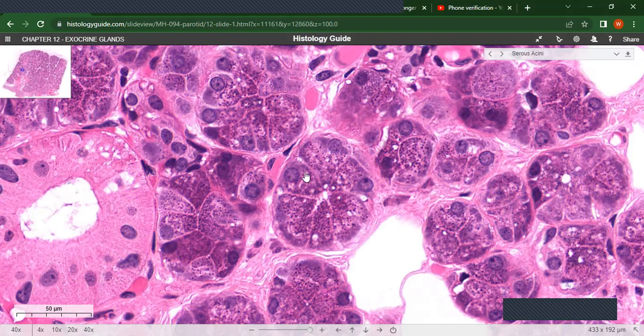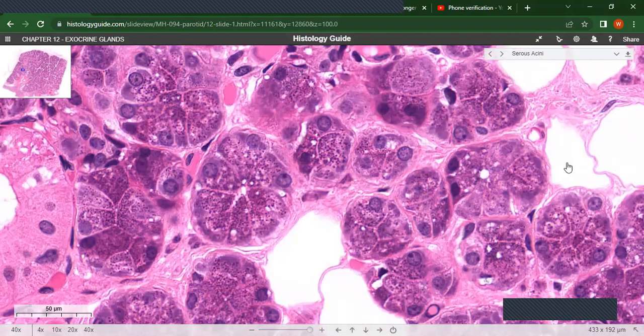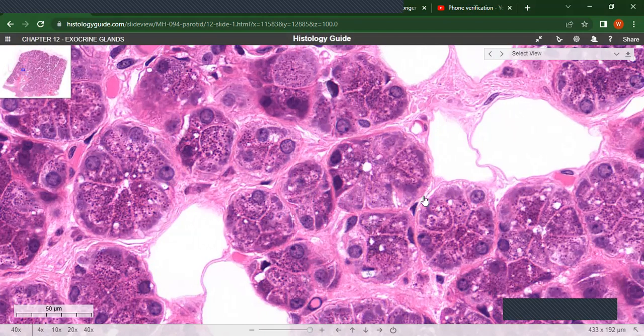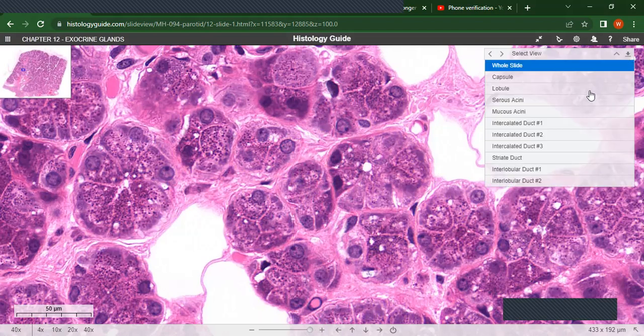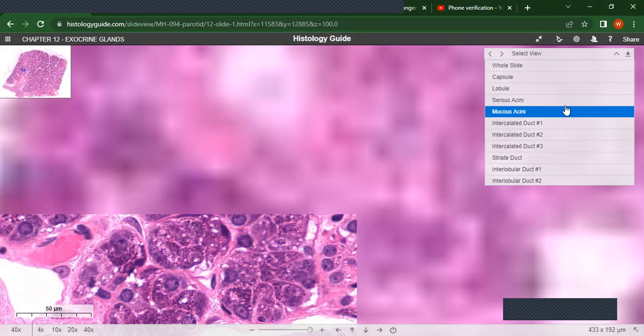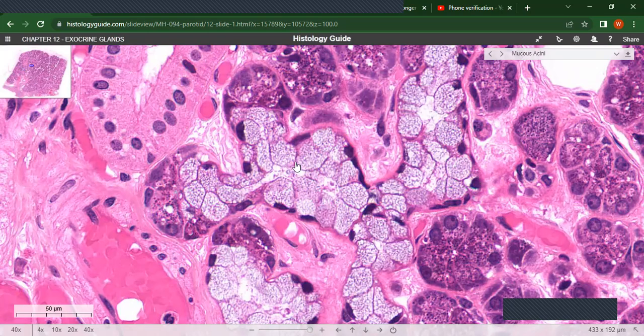So these are the serous acini. You can see how they are arranged. To differentiate the serous acini from the mucous acini, the serous acini take up the stain. So these are the serous. Let's look at some mucous acini. Although it is a serous gland, it might have a very small percentage of mucous acini. These are mucous glands. You see, they are not taking up the stain.